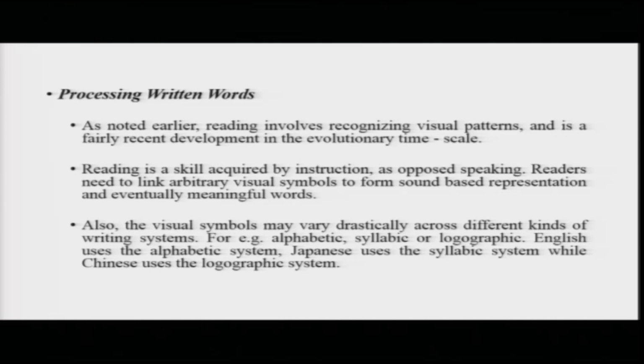Now, readers have the extra task of linking arbitrary visual symbols, the scripts, to sound based representations. For example, if I were to write CAT, if I am an illiterate person, these figures will not really mean much, but I have to make a sound based representation on the basis of that. So, C stands for K, A stands for A, and T stands for T, and I have to concatenate all of this and make a representation, cat, and then there is obviously a meaning attached to this particular representation.